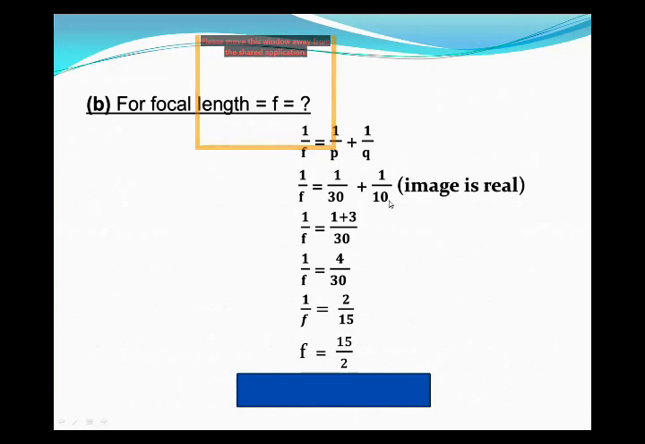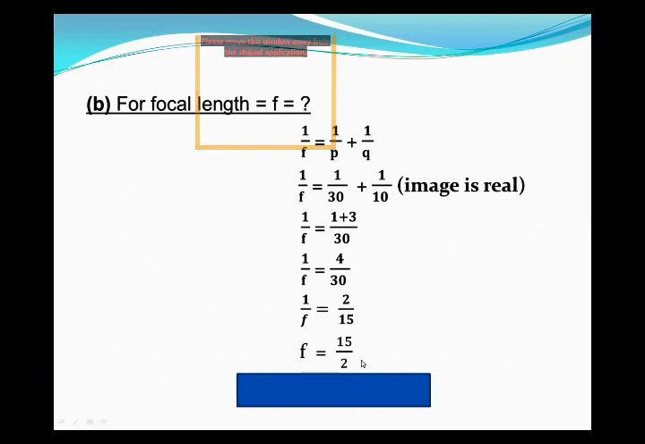But in the next fraction, the denominator is 10 while the LCM is 30. So we will match it. Then 10 will be multiplied by 3 and 1 will be multiplied by 3. 10 threes are 30 and 3 ones are 3. Then on the next step, we will write 1 over f is equal to 1 plus 3, that is equal to 4. 1 over f is equal to 4 upon 30. Now, on the next step, we will simplify it. 2 twos are 4, 2 fifteens are 30.